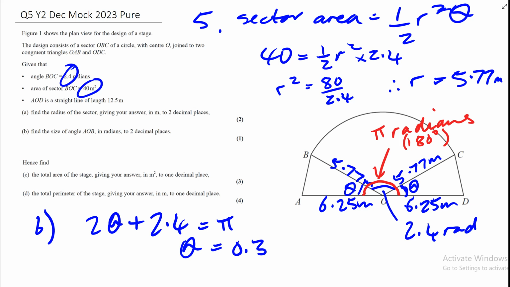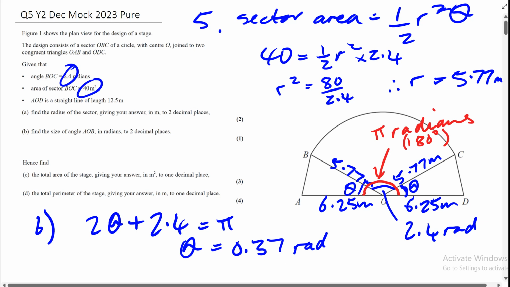What does it say to round to? Just two decimal places. Okay. So theta is 0.37. Okay, part C.